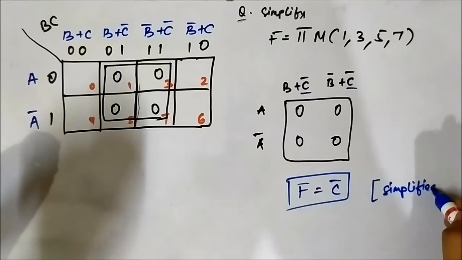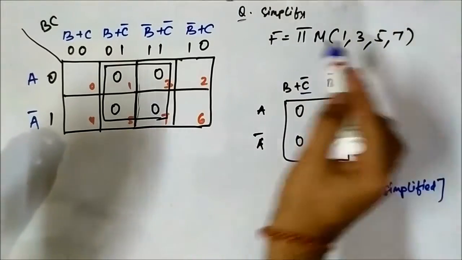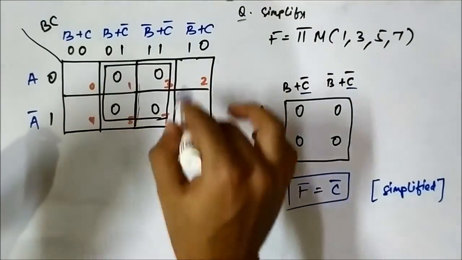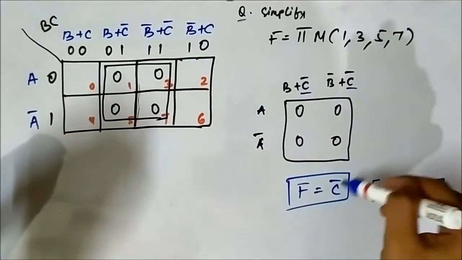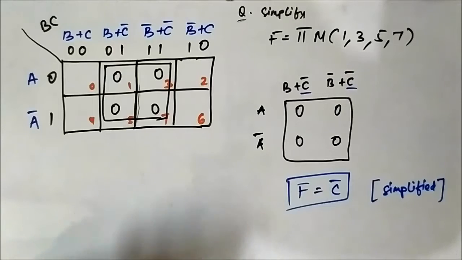So here it was very easy. We already had the Boolean expression given in max term form. So we directly marked the respective cells, formed the group, quad, and identified the common variables. So it is C bar. It's the simplified Boolean expression.